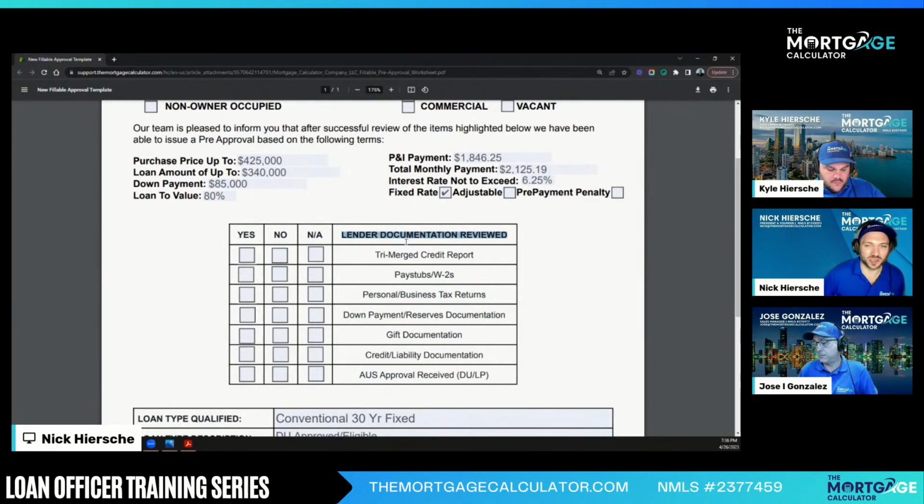So when we do a pre-qualification, we always pull a full tri-merge credit report. So we always check yes to this. We always receive and review pay stubs and W-2s. So we're always going to check yes to this. We always review personal and business tax returns. So we're always going to check yes to this. We're always going to review their assets and their down payment reserve to make sure they qualify. So we're always going to check yes to this.